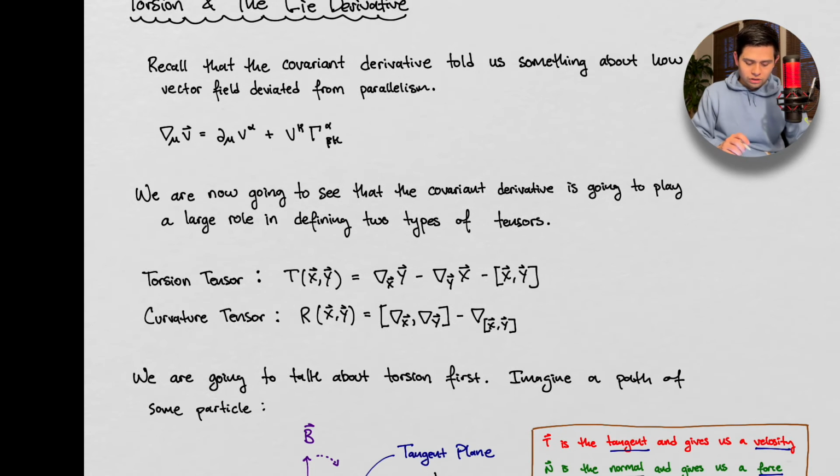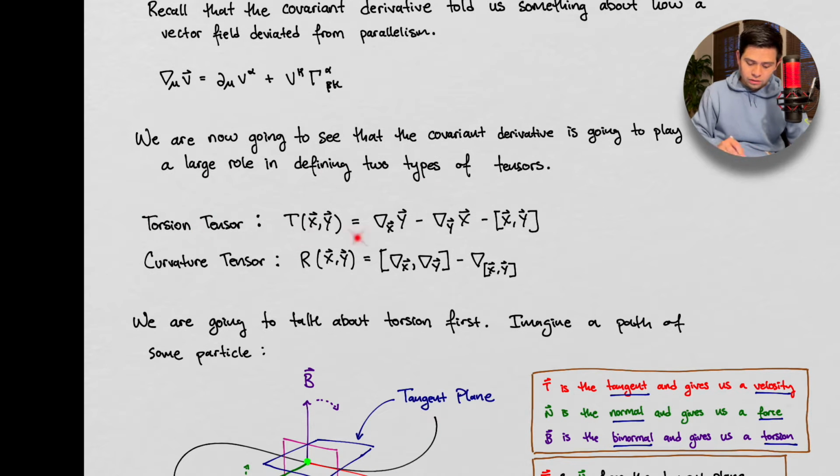And so we are now going to see that the covariant derivative is going to play a large role in formulating two important tensors, one being the torsion tensor, which is laid out right here, and the other one being the curvature tensor, which is laid out right here. Okay, so the curvature tensor is the common one that you see a lot. That's the Riemann Curvature Tensor. We're going to cover this quite a bit.